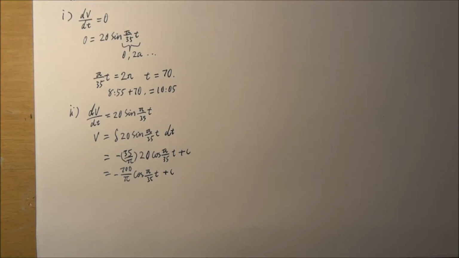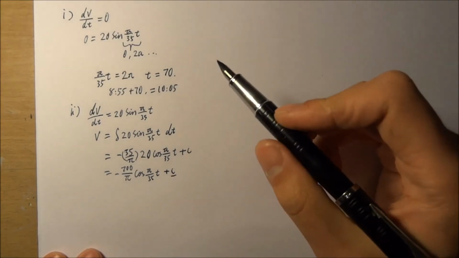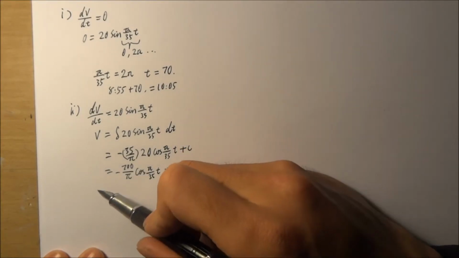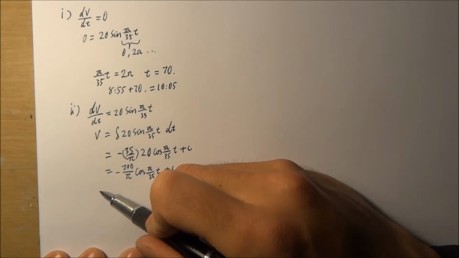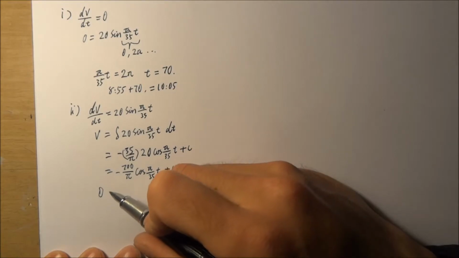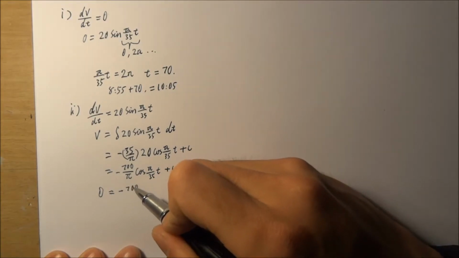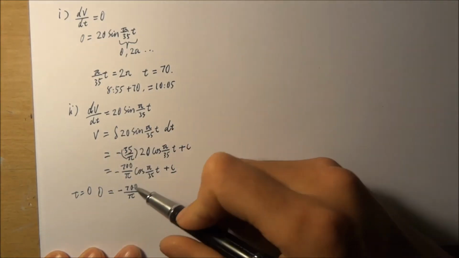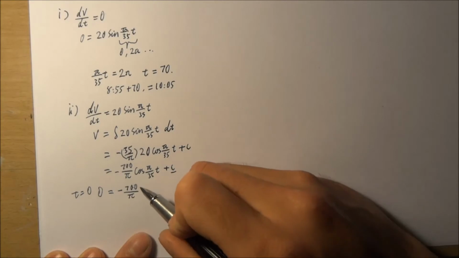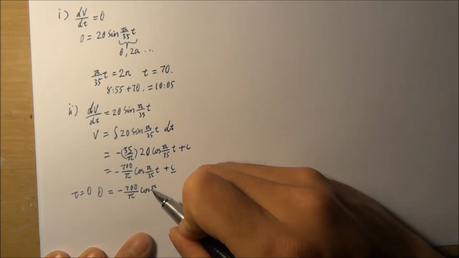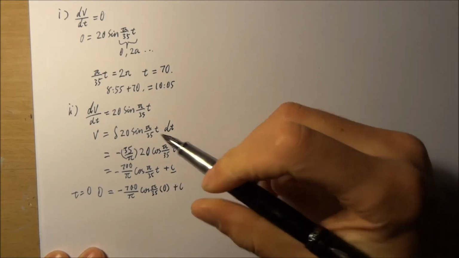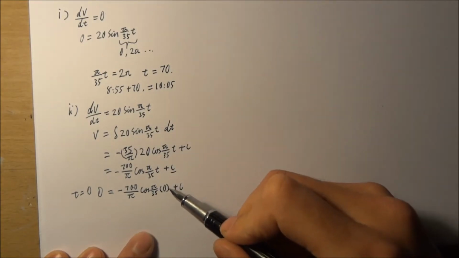Now we have to find the c, the constant value here. Notice that it says at the start the value of the volume is 0. So when t equals 0, this water volume is also 0. So cosine of pi over 35 times 0 plus c. So obviously pi over 35 times 0 is 0.